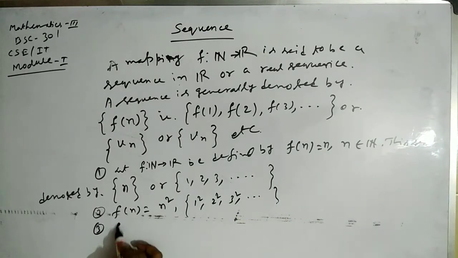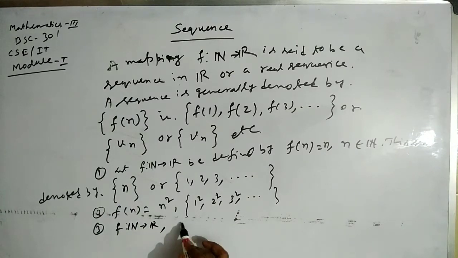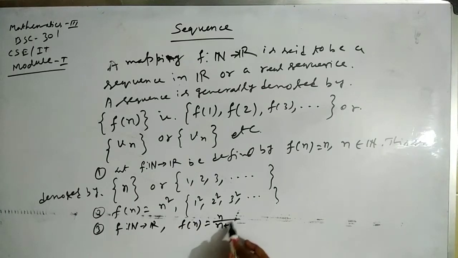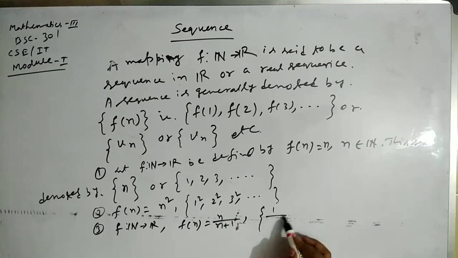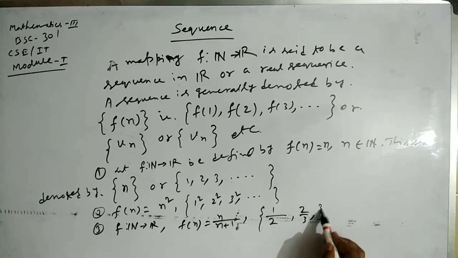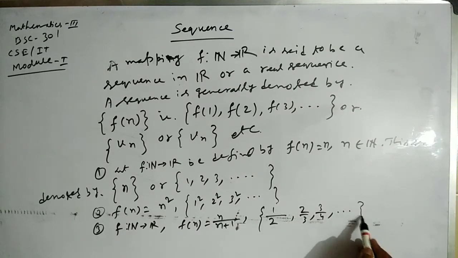Now one more example. If f from natural number to real number is defined by fn equal to n by n plus 1. So what will be the sequence? It will be like 1 by 2, that is 1 by 1 plus 1. For f2, for n equal to 2, it will be 2 by 3, next 3 by 4, like this.